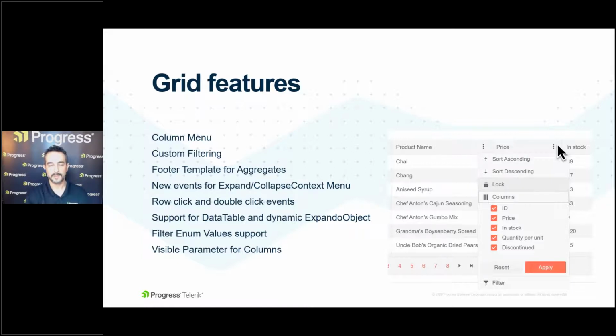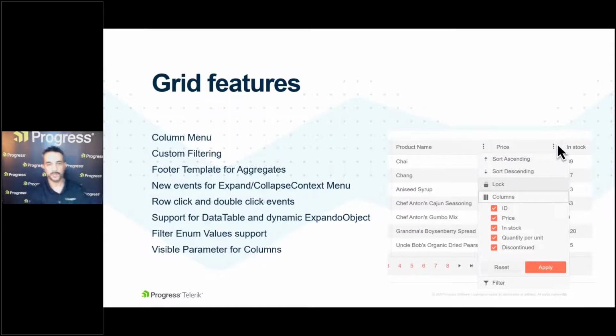Footer templates and aggregates are now available, so you have complete control over how to tally up those aggregates and how to display them in the footer of each column. We have a bunch of new events around our context menu. Again, the context menu is new to Blazor, and we have a nice integration point built into the grid itself. We'll take a look at that in a quick demo.